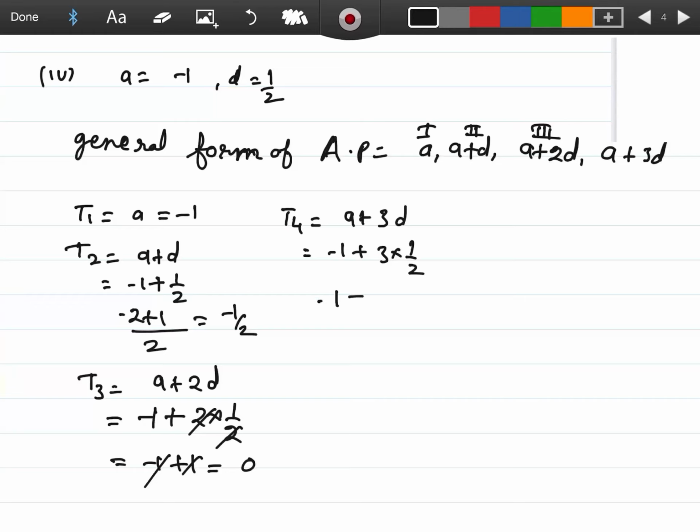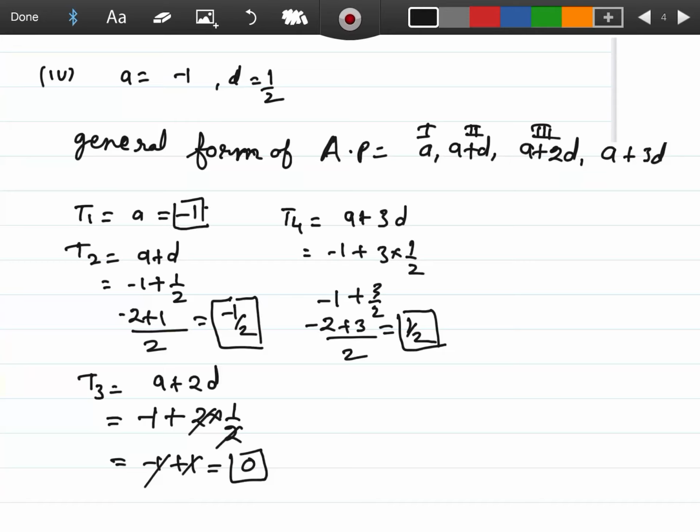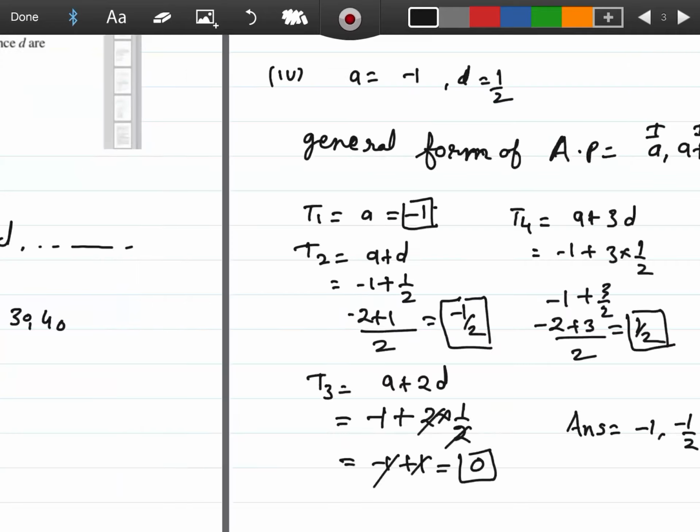So -1 plus 3 by 2. Again we will take the LCM. -2 plus 3, that is 1 by 2. So T4 is equal to 1 by 2. T3 is equal to 0. T2 is equal to -1 by 2, and T1 is equal to -1. So what will be our answer? -1, -1 by 2, 0, 1 by 2. This will be the first four terms of the given AP.